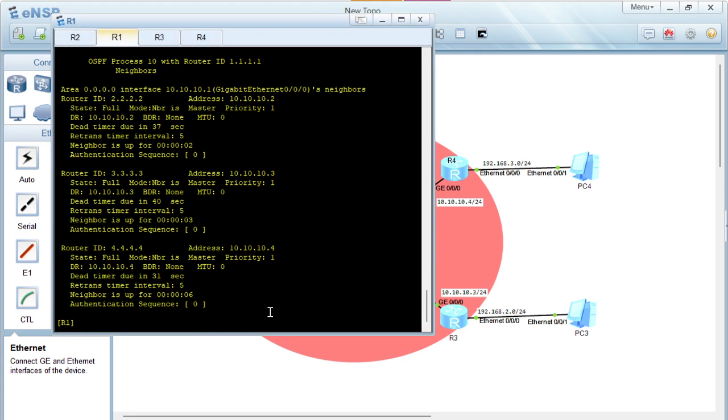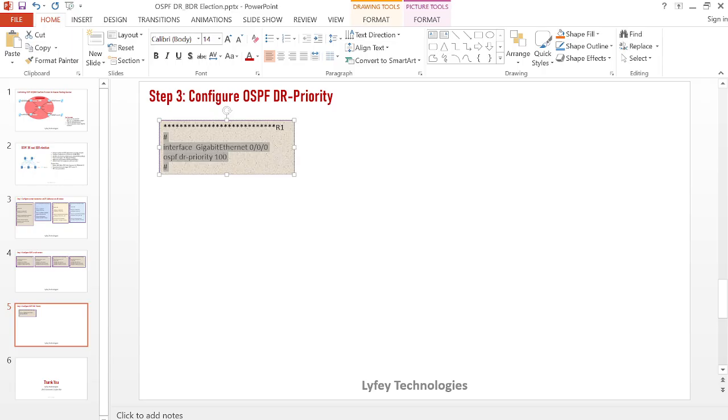So as much as we have configured the DR priority to be higher, we still don't have R1 elected as the DR because, yes, it has a higher priority, but remember, there is no preemption for the DR and the BDR. But as you can see, this is how simple it is to implement DR and BDR election on OSPF, and how to control the DR and the BDR selection process.